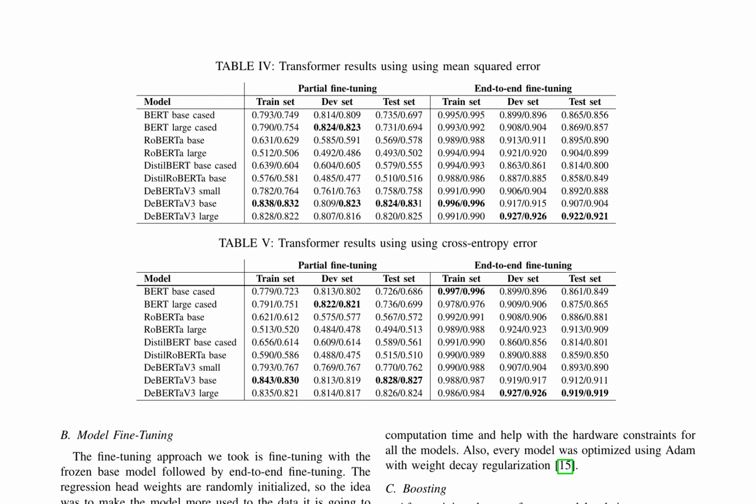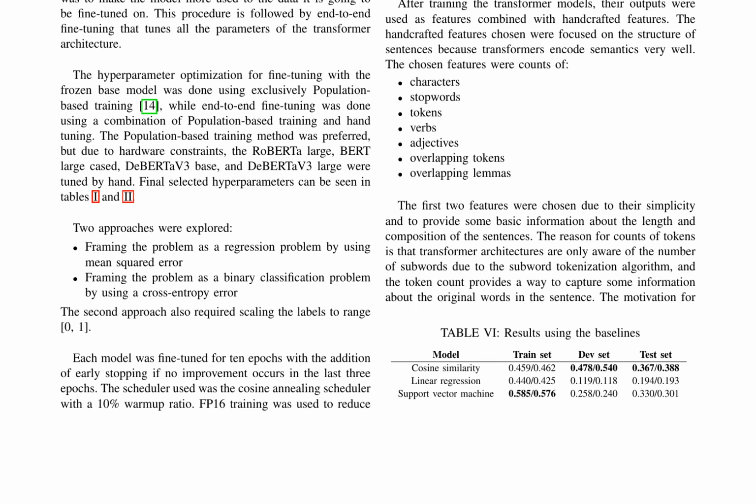The boosting process involves combining the outputs of transformer models with handcrafted features focused on sentence structure, including character, stopword, token, verb, adjective, overlapping token, and overlapping lemma counts.